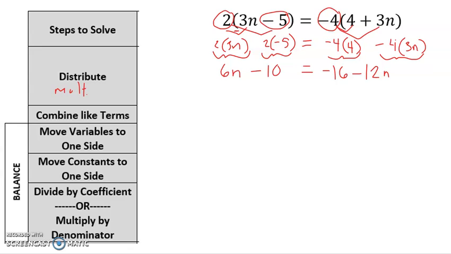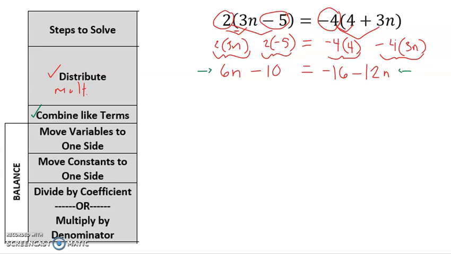Okay, now we've distributed. Let's look if we can combine anything. On the left, I have 6n and negative 10, not like terms. Then I look on the right side: negative 16 and negative 12n can't combine. Remember, we're not going across the equal sign. We look at each side separately. So we don't have any like terms to combine.